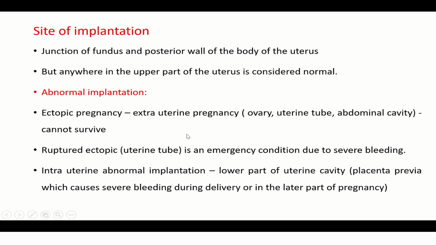The conceptus cannot survive. But when the ectopic pregnancy is within the uterine tube, the commonest problem is that the uterine tube lumen is very small. It will cause rupture of the uterine tube, which is an acute emergency due to severe bleeding, which will put the mother at risk. So immediate surgical intervention is required for this. Then intrauterine abnormal implantation is when implantation occurs in the lower part of the uterine cavity, which results in placenta previa, because this results in severe bleeding during delivery or in the later part of the pregnancy.